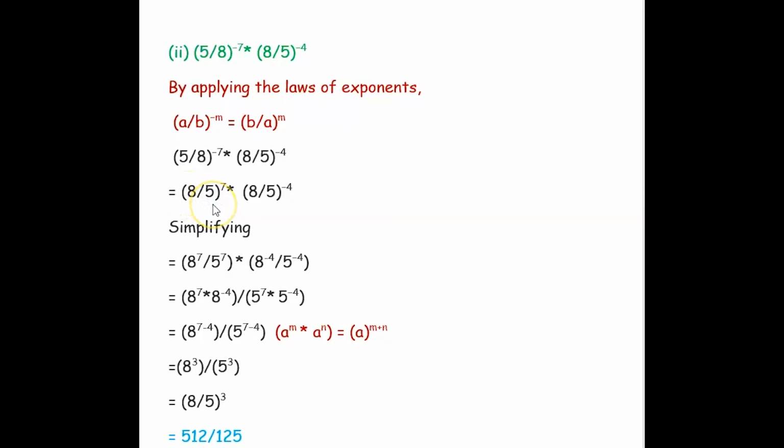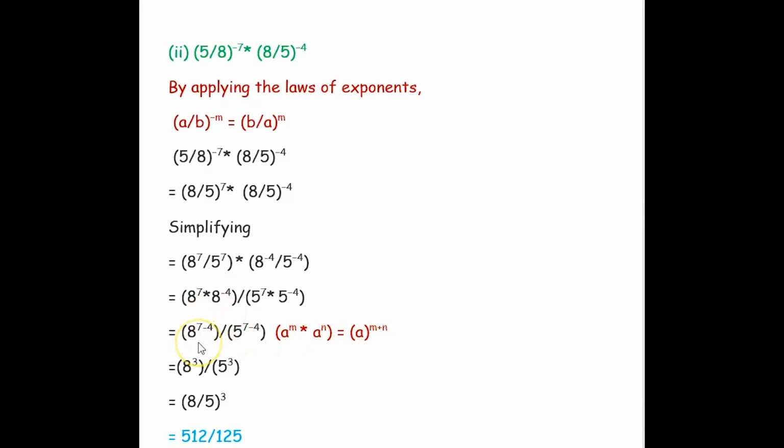Now this 8 divided by 5 raised to the power 7 can be simplified as 8 raised to the power 7 divided by 5 raised to the power 7 into 8 raised to the power negative 4 divided by 5 raised to the power negative 4. Now we are grouping the same bases. So 8 raised to the power 7 into 8 raised to the power negative 4, divided by the base 5 in the denominator, 5 raised to the power 7 into 5 raised to the power negative 4. Now by applying the law, a raised to the power m into a raised to the power n equals a raised to the power m plus n.